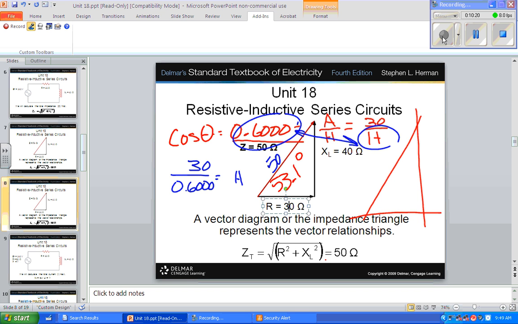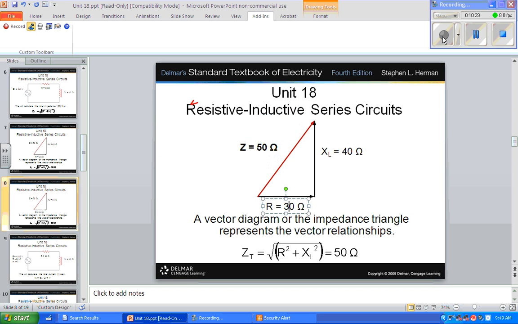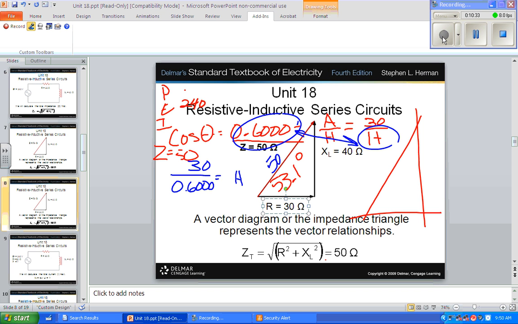So we're going to look at this thing, and we had P, E, I, and Z, and our Z is 50 ohms. We know that, right? And our voltage was 240 volts. Okay, so now let's divide 240 by 50.